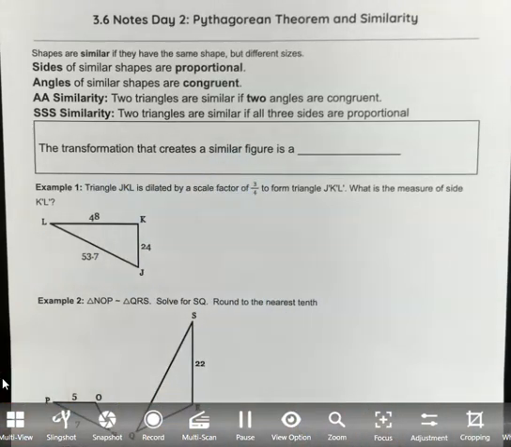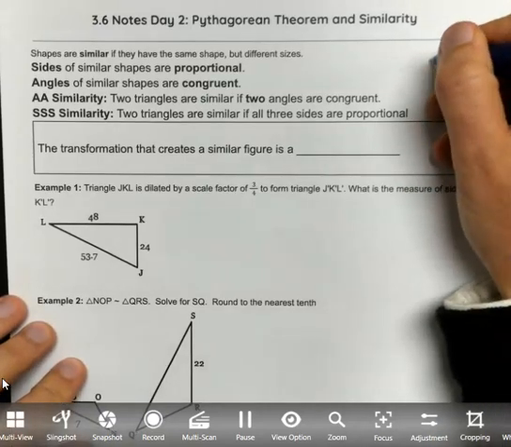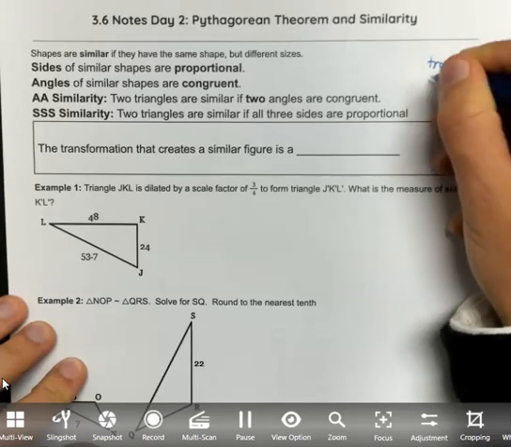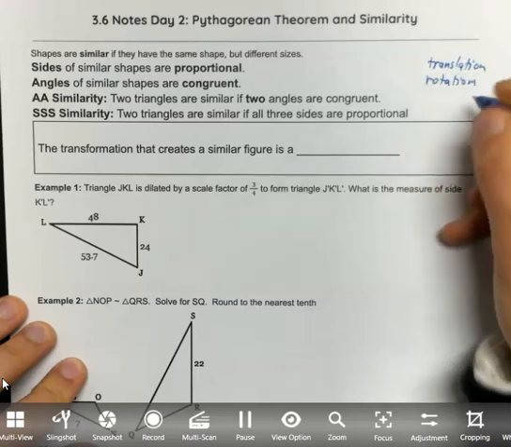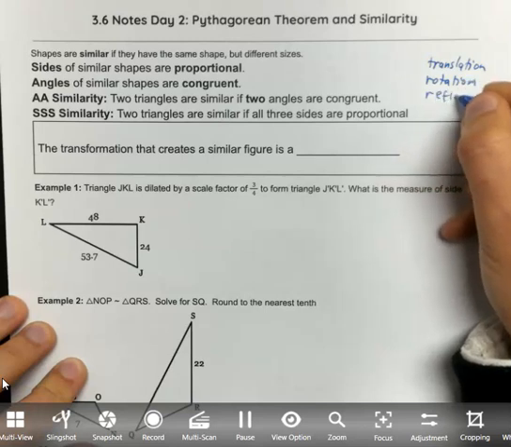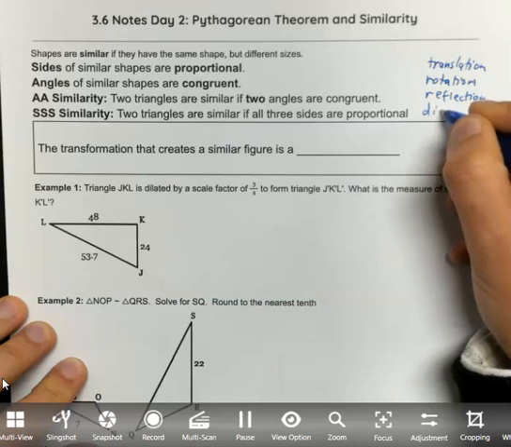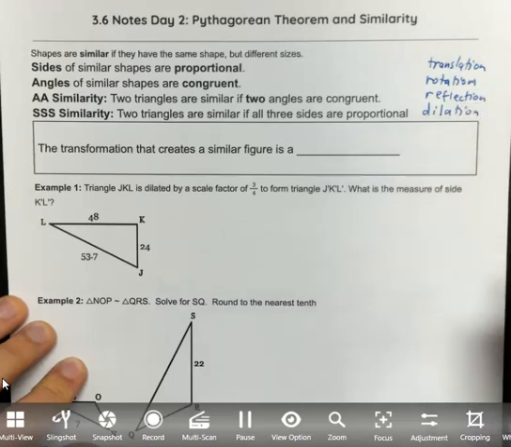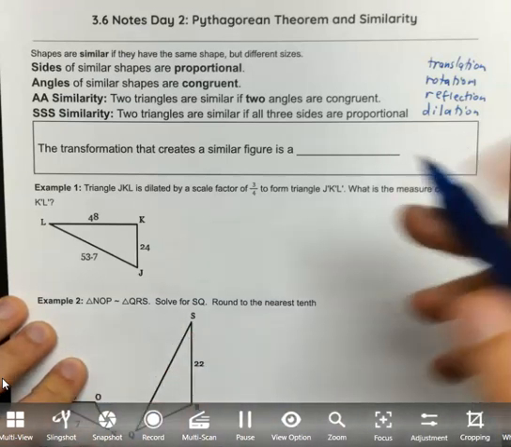Now, transformations. Remember, in transformations, the words that we use are translation, rotation, reflection, and dilation. Out of those four words, the one that we use to create a similar shape is dilation.